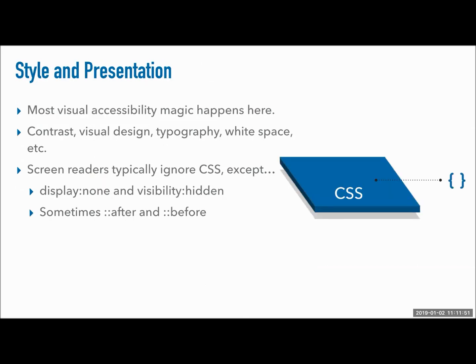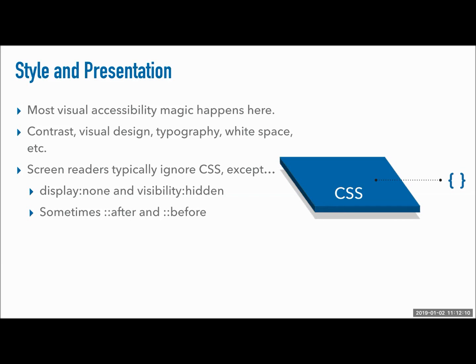Next in our web stack, we have CSS, our cascading style sheets. And this is where a lot of accessibility happens too. The visual stuff here all occurs in this layer: sufficient contrast, good visual design, white space, typography, and all these things that can really improve and enhance accessibility.